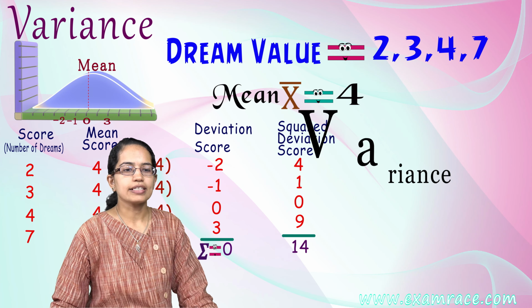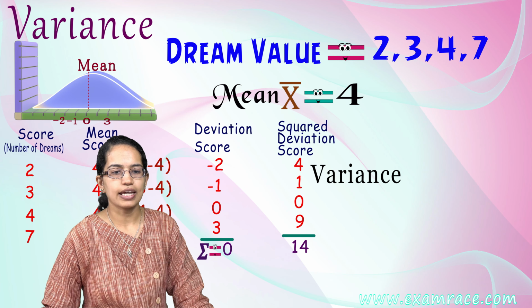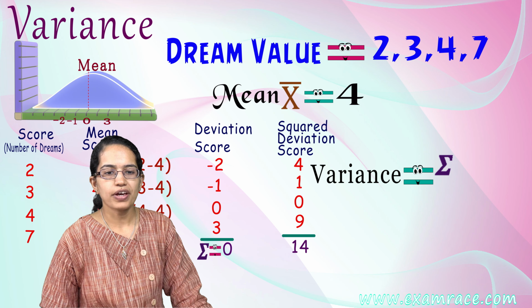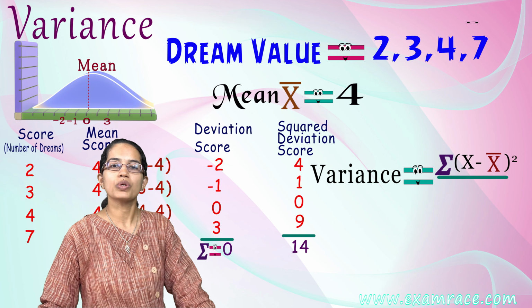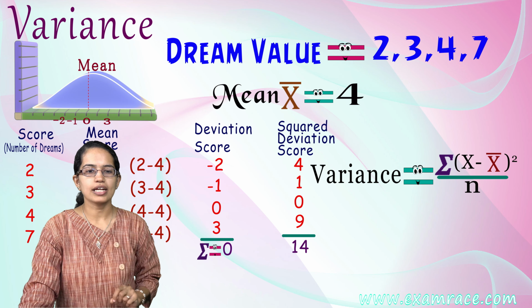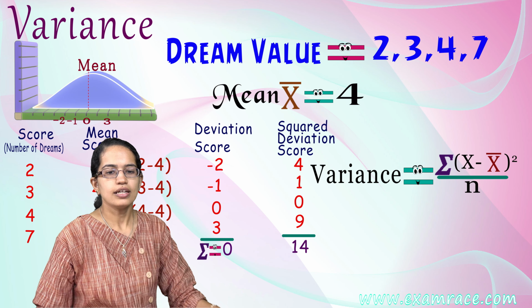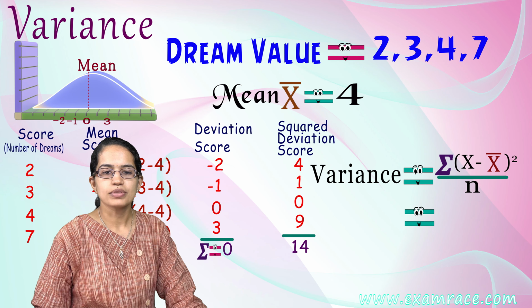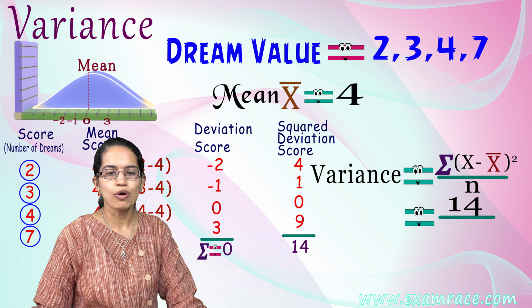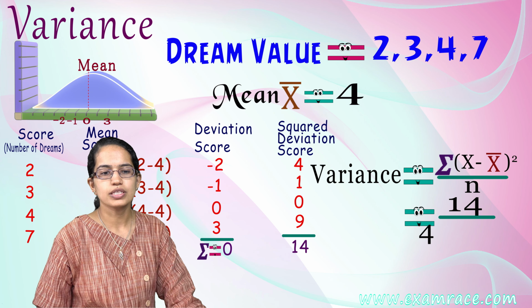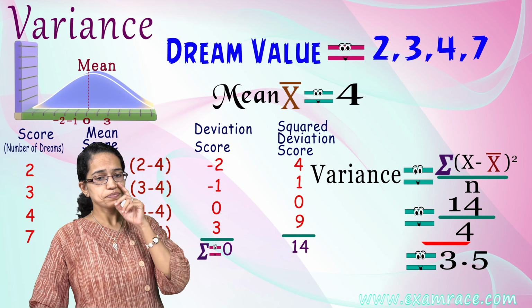Now, variance, I can simply say, is the summation of (x minus x mean) squared divided by the total number of values, or the scores, that are there. So here this value comes out to be 14 divided by the number of items, 1, 2, 3 and 4. So divided by 4, this gives me the variance.